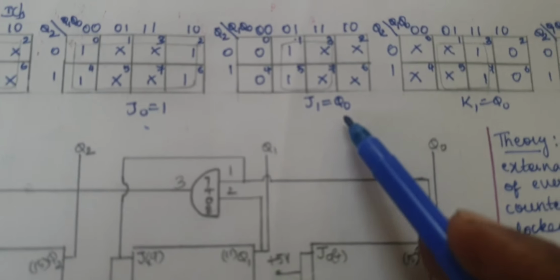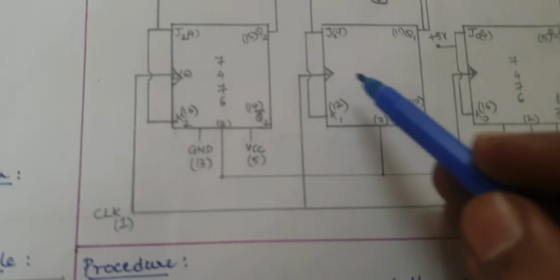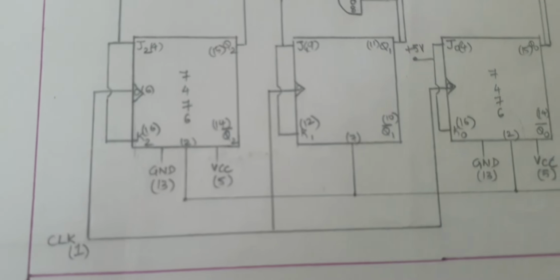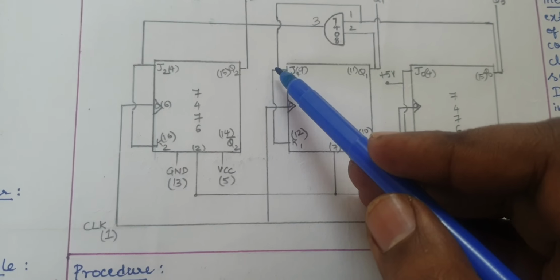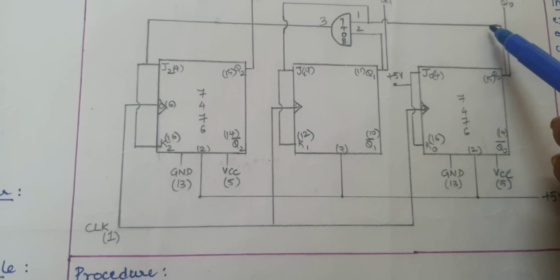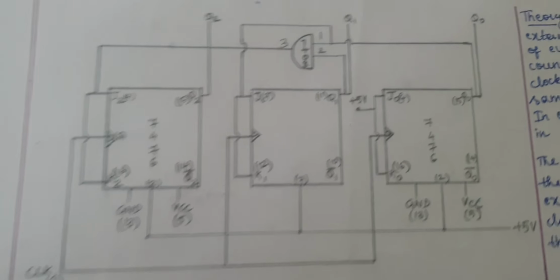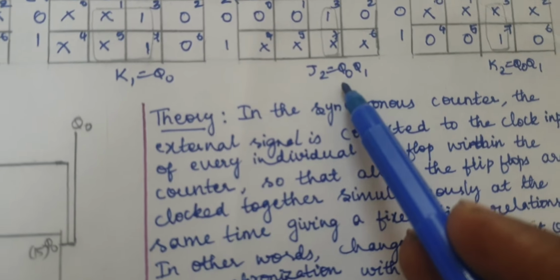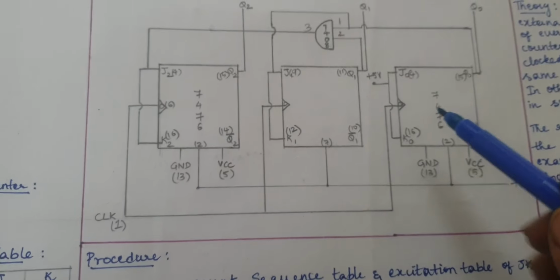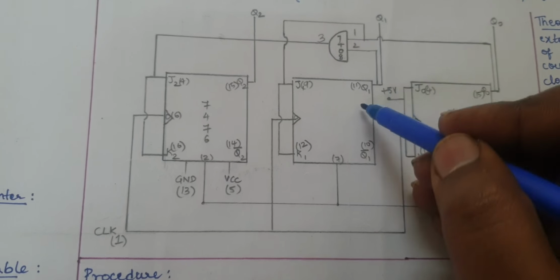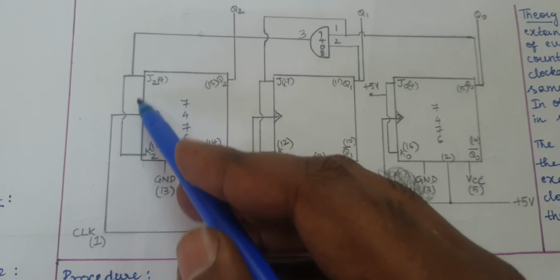Next, J1 I am having Q0, K1 I am having Q0. So I will be shorting J1 and K1, and then connecting it to Q0. So here I am having Q0, and this is where I can connect it to Q0. Next, J2 I am having Q0 Q1, K2 I am having Q0 Q1. First I will take the product, so Q0 and Q1 I'll put in an AND gate. The output I'll be connecting to J2 and K2.